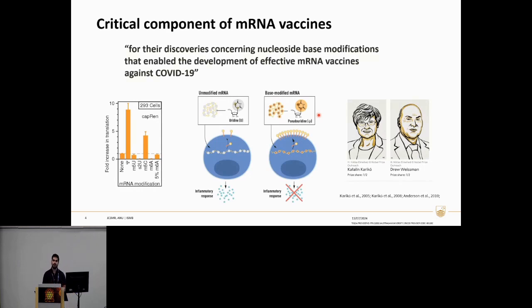RNA modification truly came to the public's attention last year when the Nobel Prize was awarded for the discoveries concerning nucleoside-based modifications that enable the development of effective mRNA vaccines against COVID-19, where particular chemical modifications of RNA have increased the translation stability, translation efficiency, and RNA stability, as well as reducing the immunogenic effects.